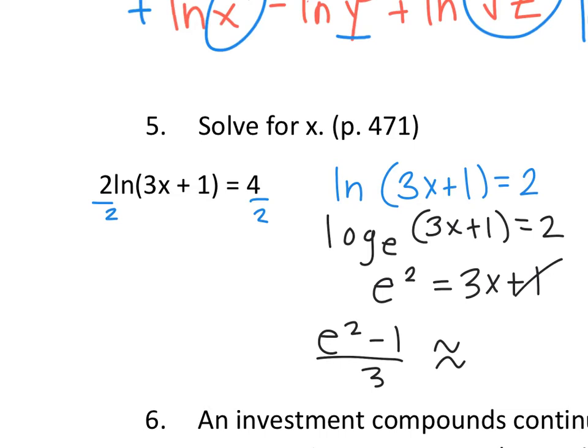So doing e squared minus 1 and then dividing by 3 will give me about 2.13. So it's about 2.13. So just make sure if you're putting this all in your calculator at one time that you either put the numerator in parentheses or you can do it in 2 steps.